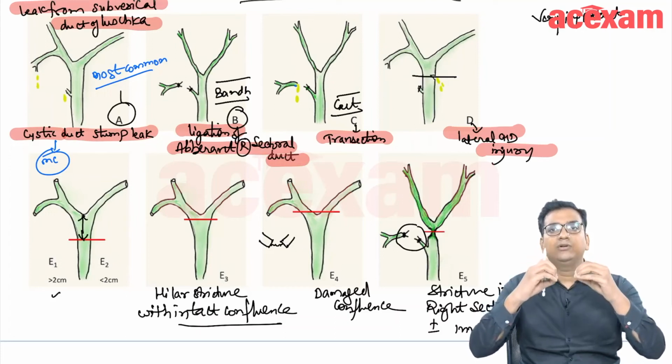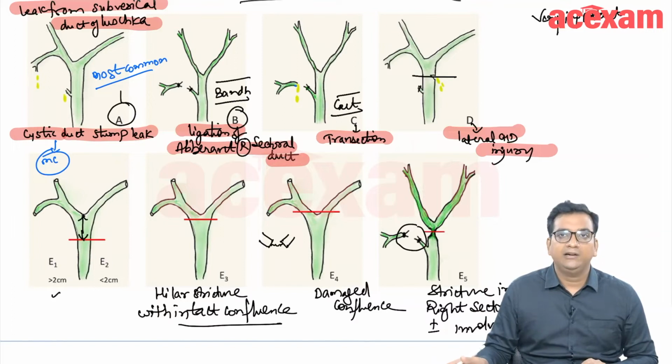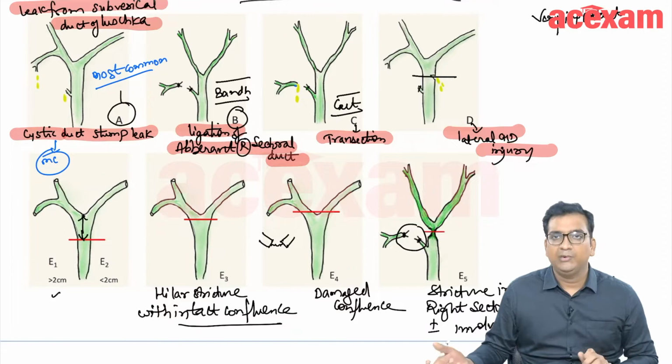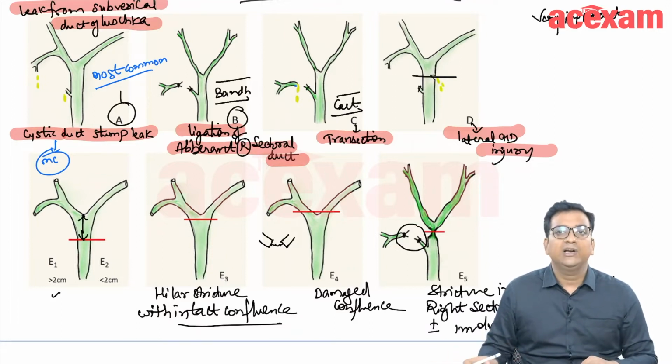E4, confluence is not forming, and E5 is there is a stricture involving the aberrant right sectoral duct and along with or without common hepatic duct stricture or common hepatic duct involvement. Okay, so this is regarding bile duct injuries.